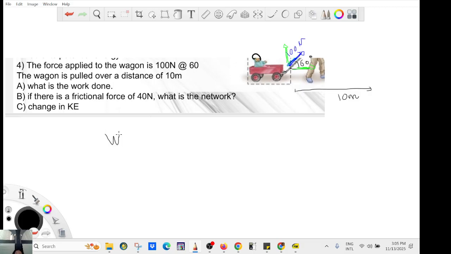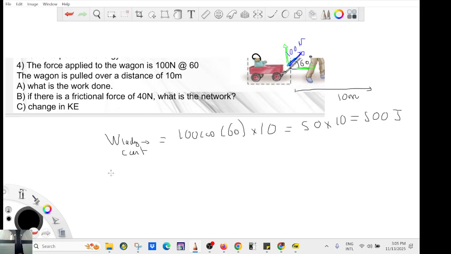So the work done by the lady on the cart will be equal to the x component of the force, right? So 100 cosine 60 times 10. Cosine 60 is 1/2, so 50 times 10, which is 500 joules. Agree?